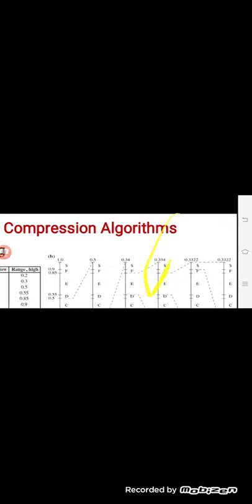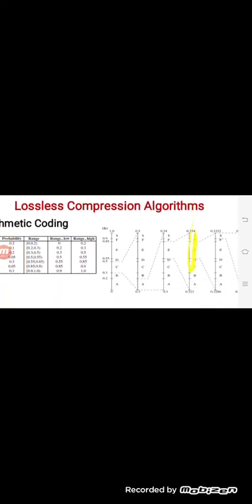Now similarly we will find out the next symbol, which is the symbol E once again, because we have two E symbols. For the next E symbol, we will have to take the reference of the earlier E symbol. For the earlier E symbol, the low value is 0.322 and the high value is 0.334, so the range comes to 0.012.